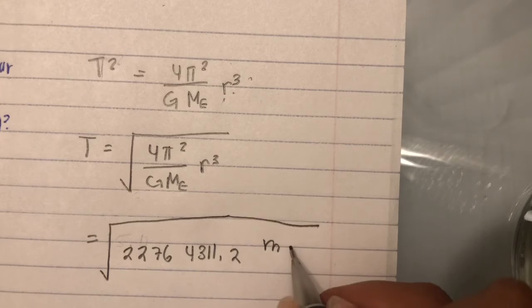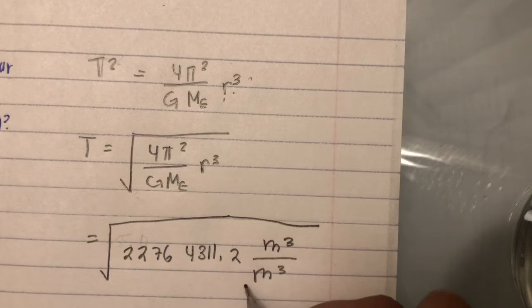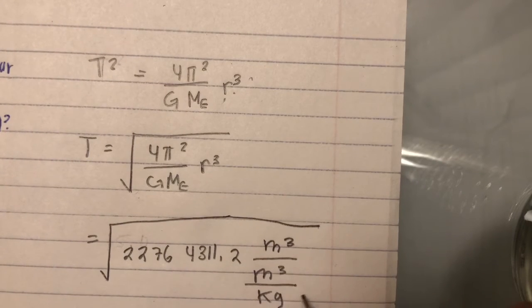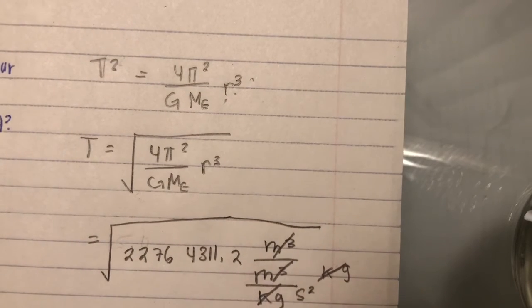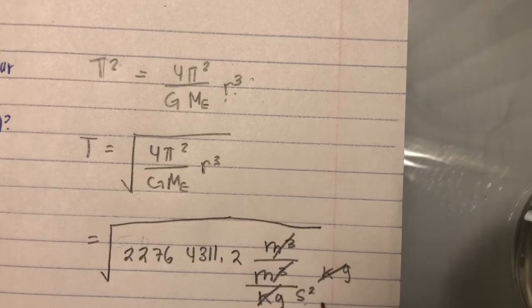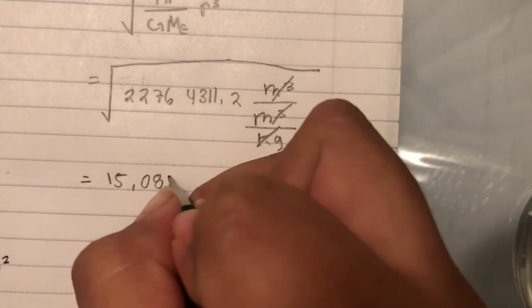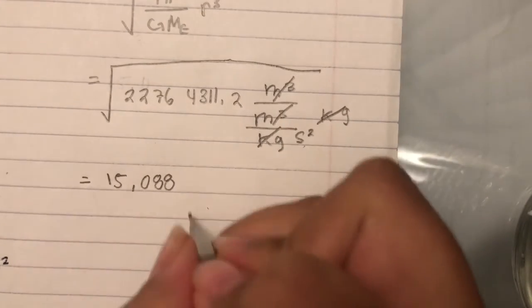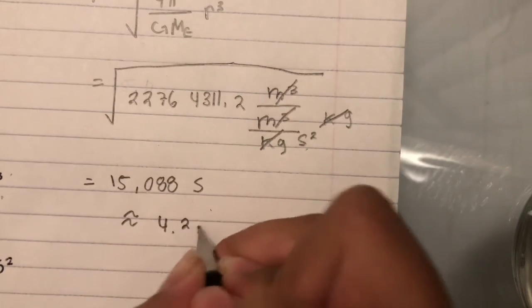And these are your units, which we will cancel out in a bit. So when you cancel things out, you're left with seconds squared, and the squared will be canceled out with the square root. So when you square root everything, you are left with 50,088 seconds, which is about 4.2 hours.